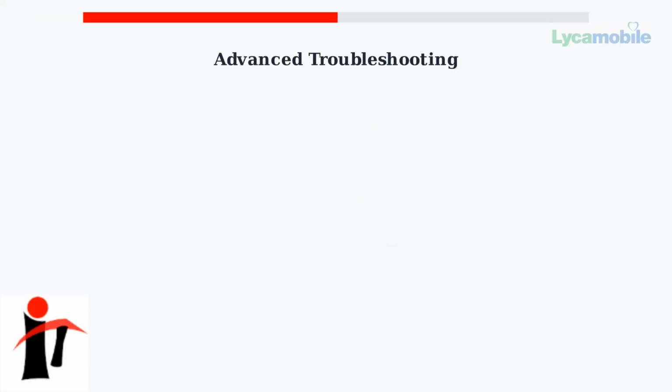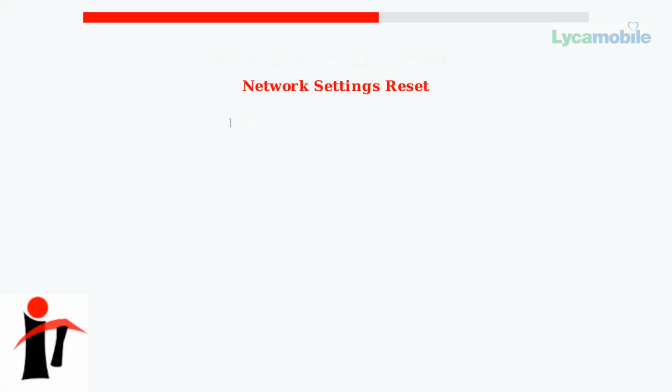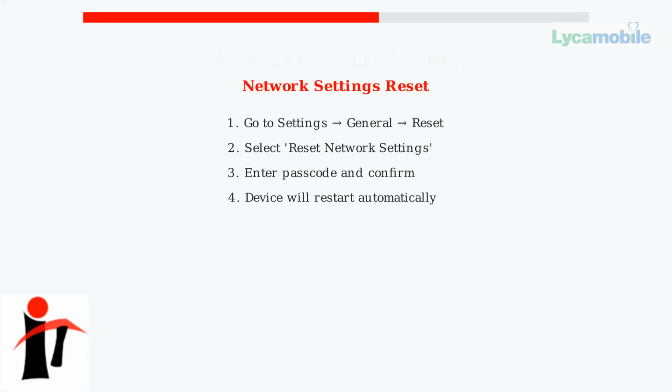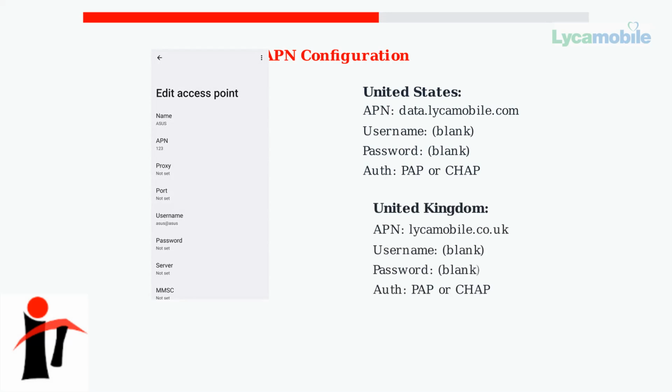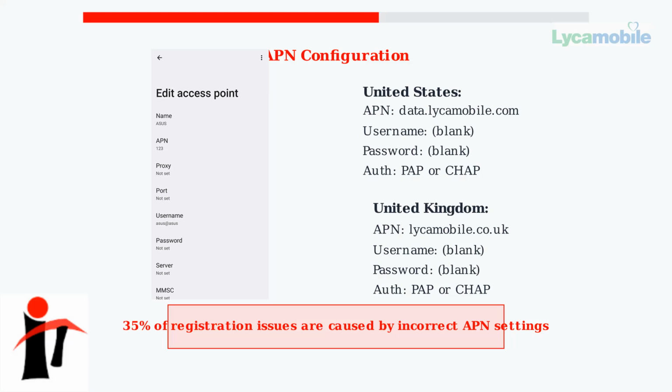When basic troubleshooting steps fail to resolve your Lyca Mobile network registration issue, it's time to move to advanced solutions that address deeper configuration problems. The first advanced step is to reset your network settings completely. This clears any corrupted configurations that might be preventing proper network registration. Next, configure your access point name, or APN, settings correctly.